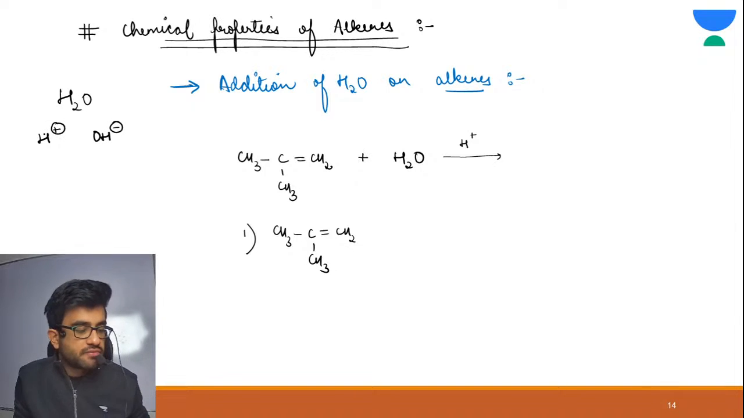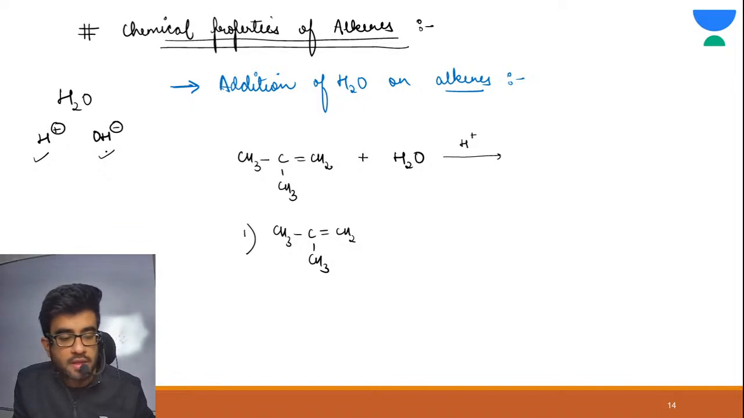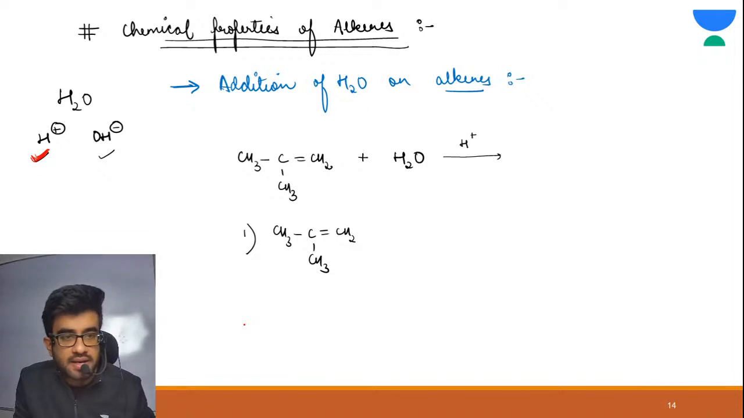Which one will attack first? Tell me in the chat section, H plus or OH minus would attack on the alkene? Yes, H plus would attack. Now the question is why. Let me tell you why. The first attack would be of H plus.